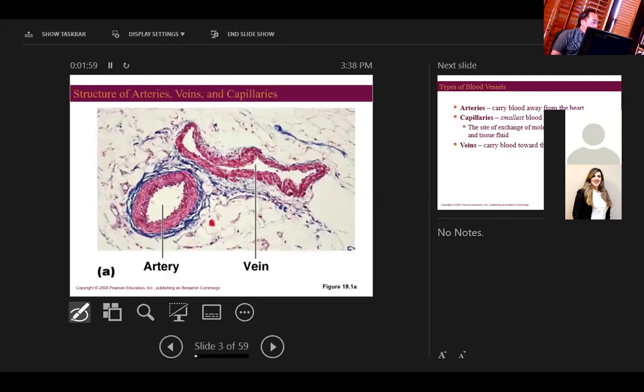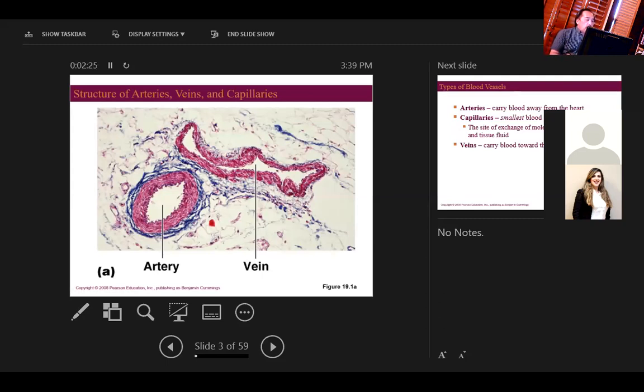Now, this is the difference between an artery and a vein. If you notice, the artery is thicker in the tunica media, with a lot of smooth muscle there, so they can control the diameter of the lumen more. The vein is not as thick as the artery, and the shape of the vein is mostly tortuous, so they're not as round as the artery.